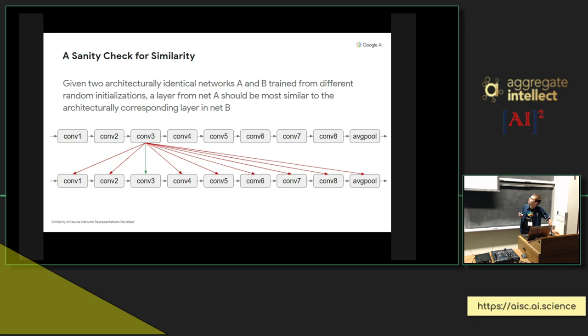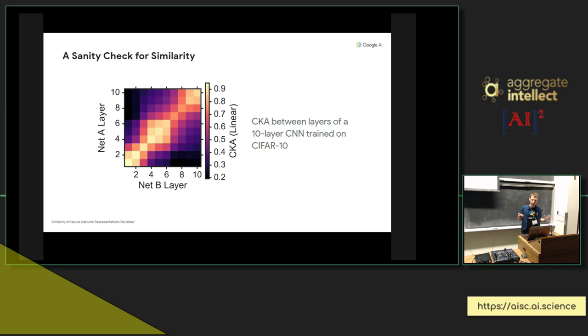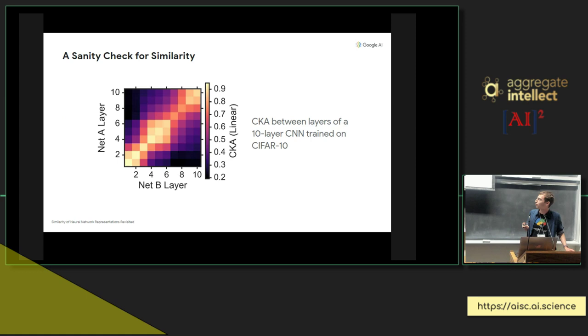We can actually perform this sanity check, and if we do this with the linear version of CKA, which is what I was showing you earlier, we get a plot that looks like this. Here, the x and y axes are the layers of two different neural networks that are architecturally identical, but trained from different random initializations. Brighter colors indicate greater similarity. You can see that the diagonal is brighter than the off diagonals, and that indicates that the architecturally corresponding layers are more similar than the non-corresponding layers.